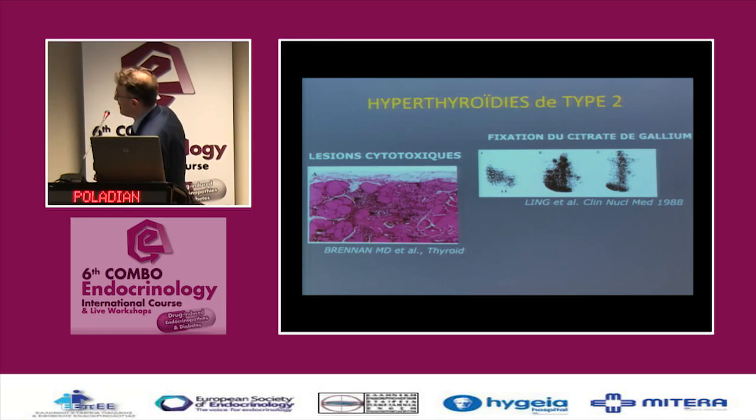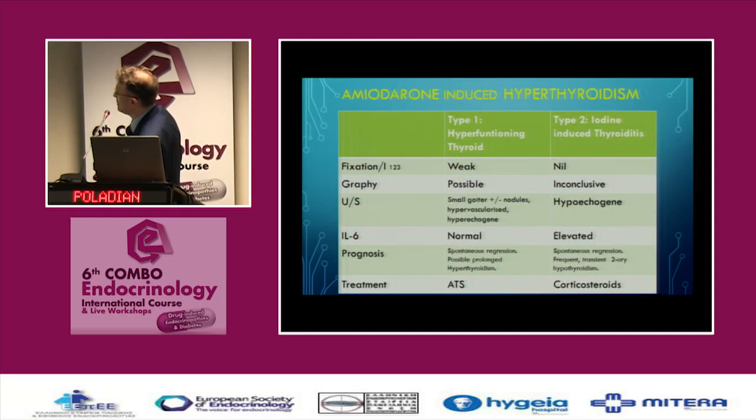Whenever we do a fine needle aspiration biopsy, the cytotoxic lesions, as we see here, this is done by Brennan, and whenever we fixate it with gallium citrate, we will see this picture. So, to make the long story short, these are the type 1 hyperfunctioning thyroid versus the iodine-induced thyroiditis. The fixation of iodine 123 is weak. This is nil. The scintigraphy is possible. This is inconclusive. Ultrasound, as we said, we have a small goiter, plus minus nodules, hypervascularized and hyperechogenic. While here, it's only one entity. It's hypoechogenic. Interleukin 6, we have normal. We have here elevated because this is a thyroiditis and this is a marker of inflammation.